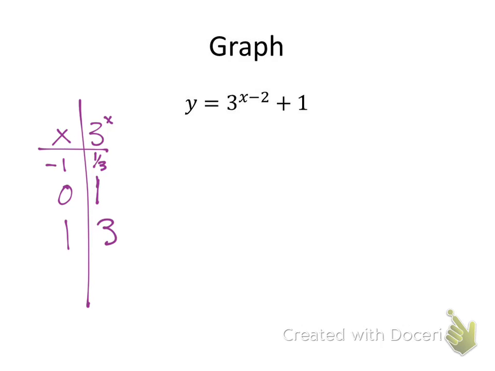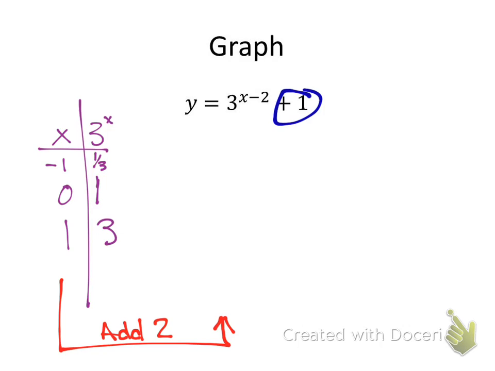Now we're going to translate. So, -2 is inside the exponent. So it's inside the function, and it acts upon the table inversely of what we think. So it's inside affecting the inputs inversely. So the inputs are going to add to 2. The outputs, because that +1 is outside the function, will be exactly as you see it. Add 1. New table.